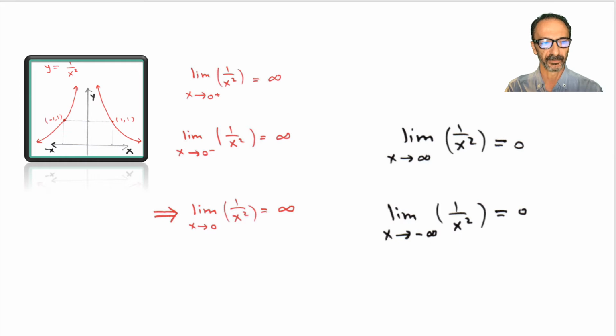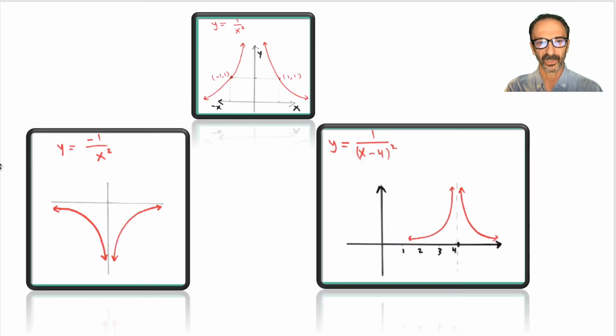Here's a quick summary of some graphs. This is 1 over x to the second, the one that we're looking at. If you have a negative 1 over x to the second, the only difference is your values now are negatives, which is a reflection about the x-axis, as you could see.